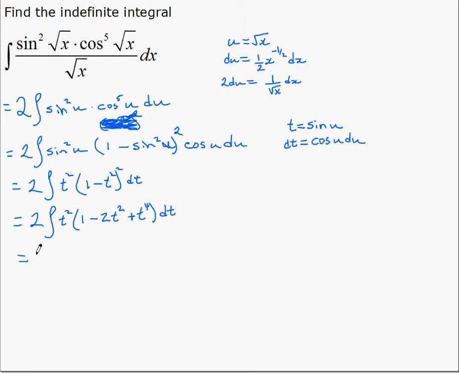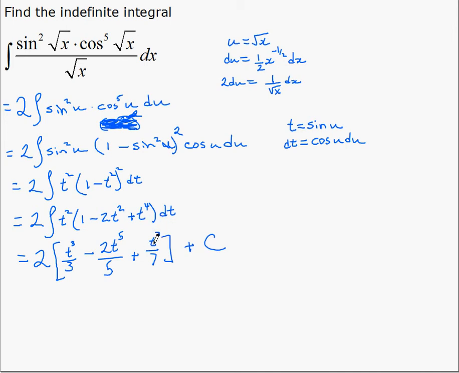And maybe we'll go ahead and integrate here now. So we have 2 out front. That gives us t squared, so that's t to the 3 over 3. Minus, that's going to be 2t to the 4, so we get 2t to the 5 over 5 when we integrate. That's going to be plus t to the 6, so when we integrate it becomes t to the 7 over 7, and the whole thing is plus c.